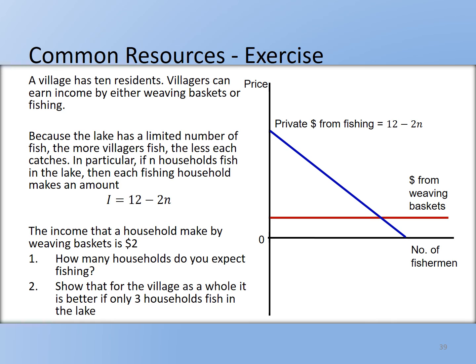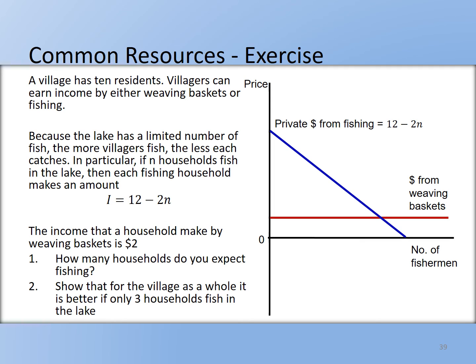So the blue line is the income per person for fishing. The red line is the income per person for weaving basket. If you look at it this way, you can think of it as just like a monopoly problem. So how many people want to go fishing? And what's the optimal number of people to go fishing from the society's point of view?